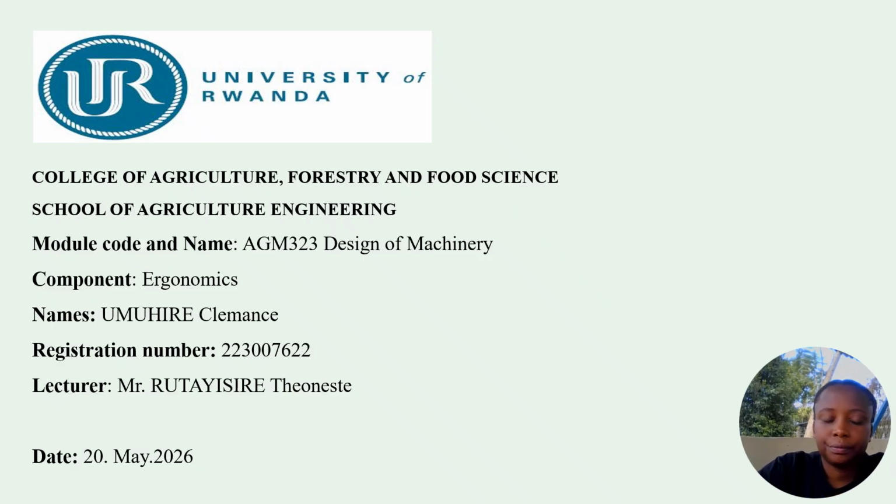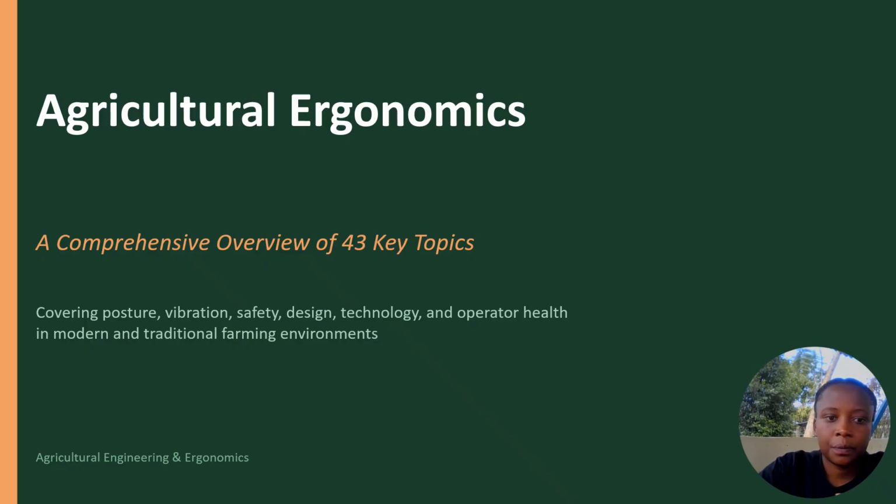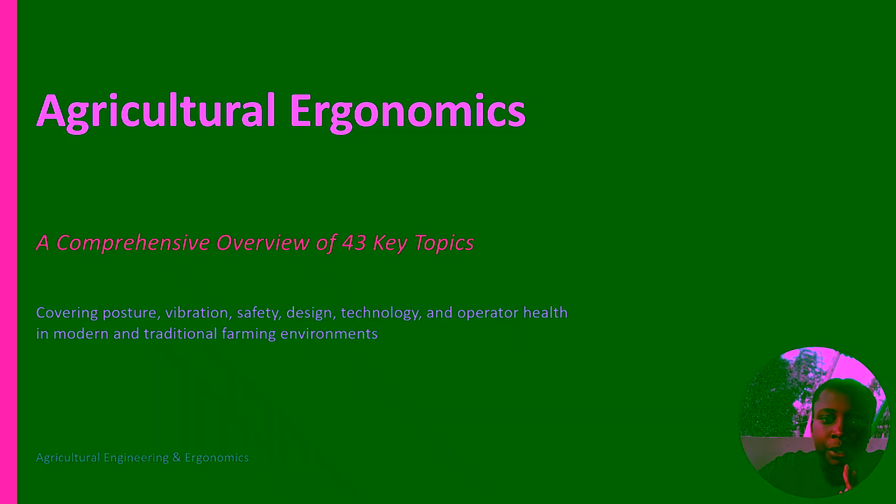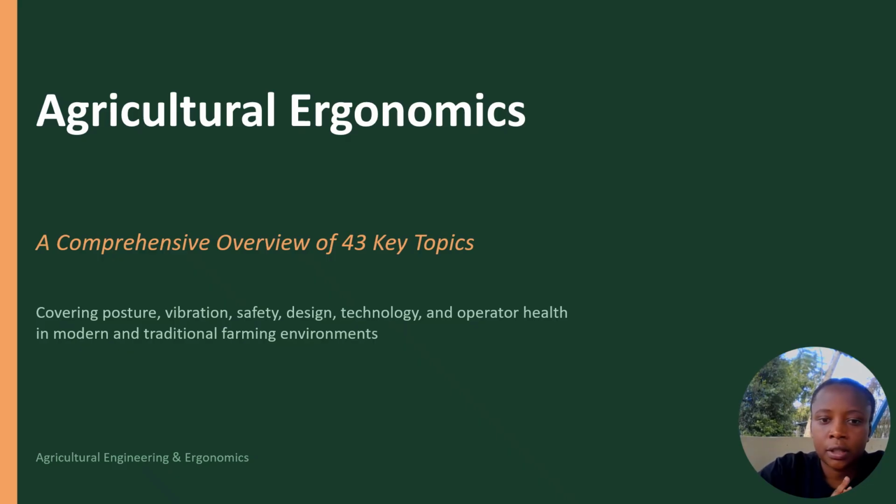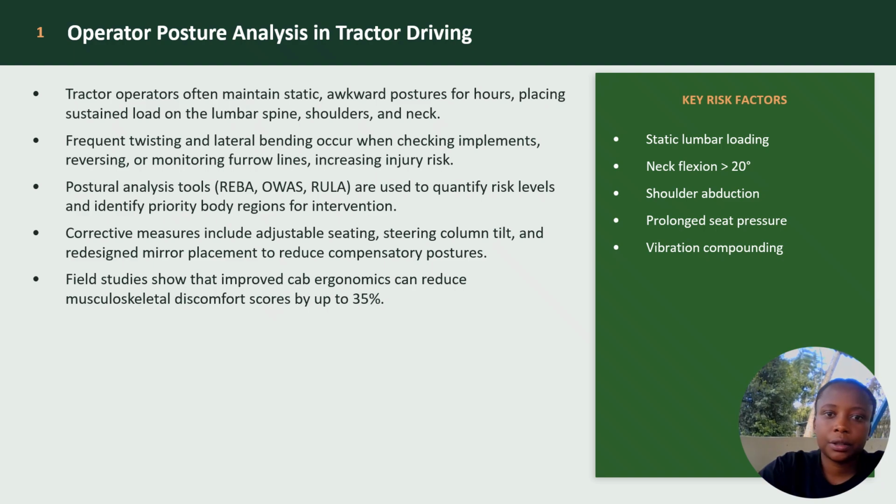Here I have the fourth topic of agriculture ergonomics. The comprehensive overview of these topics covers posture, vibration, surface design, technology, and operator health in modern and traditional farming environments. The first topic is about the operator posture analysis in tractor driving.